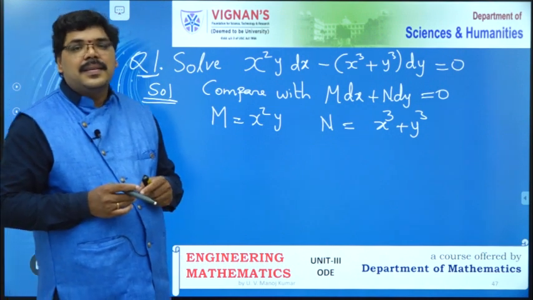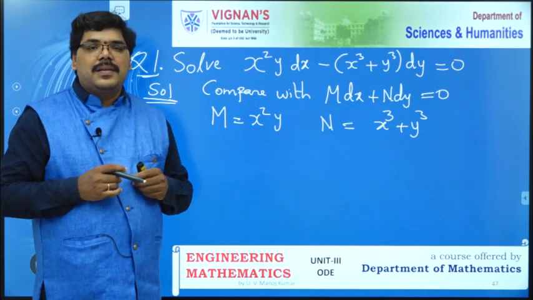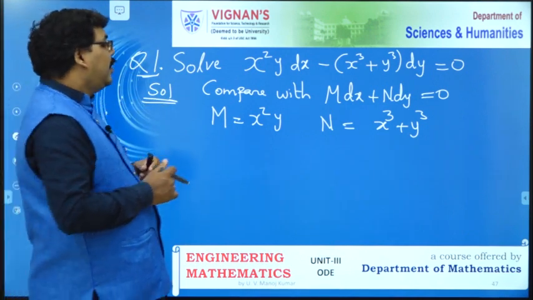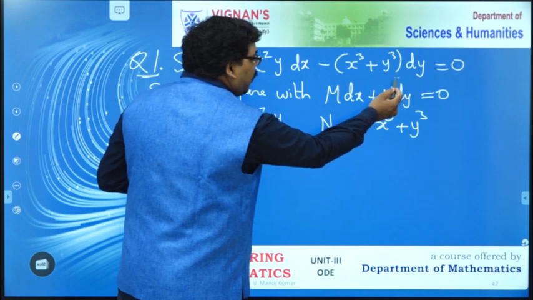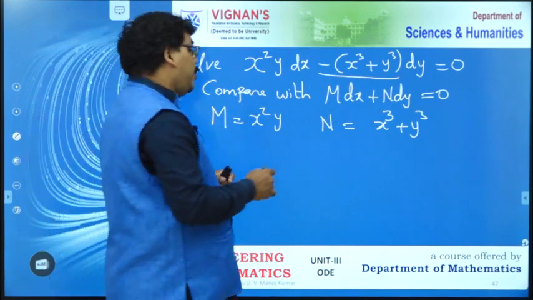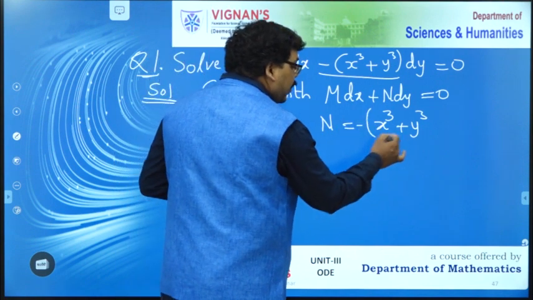Am I right? No, I am wrong. Why, sir? You are omitting the sign. If you see dy, what is the coefficient of dy? Minus of (x cube plus y cube). So you should put a minus here.